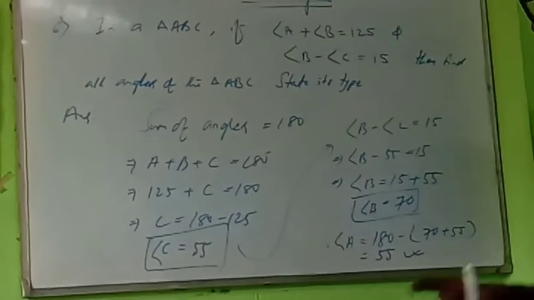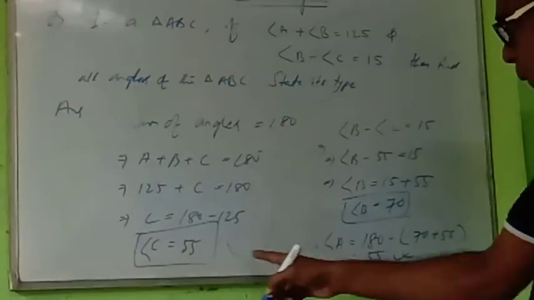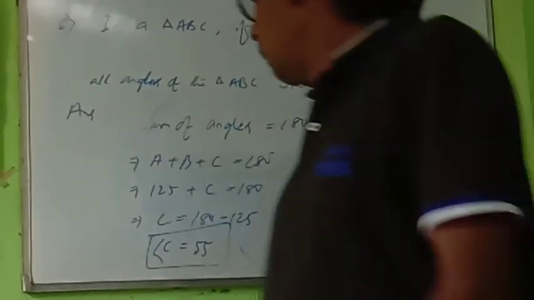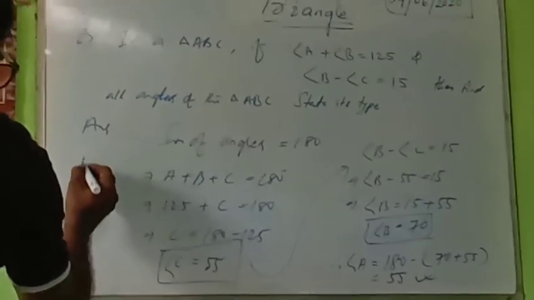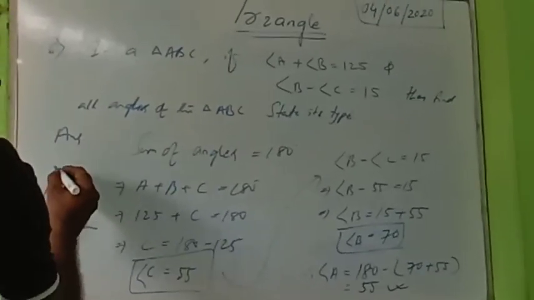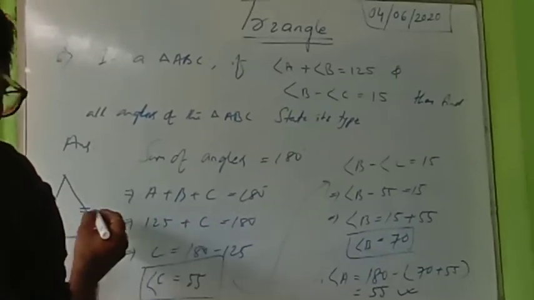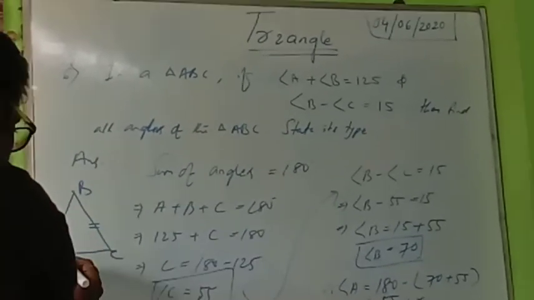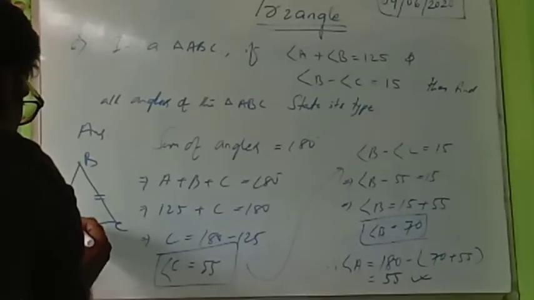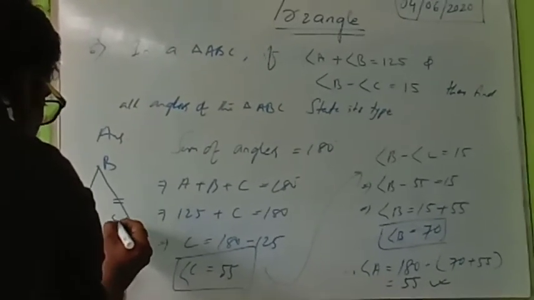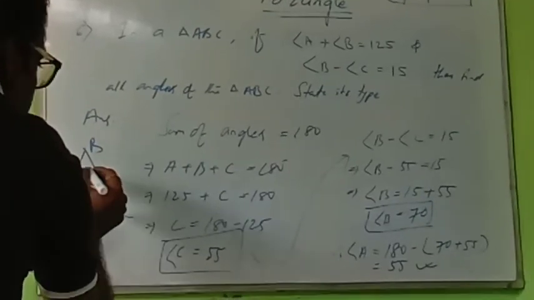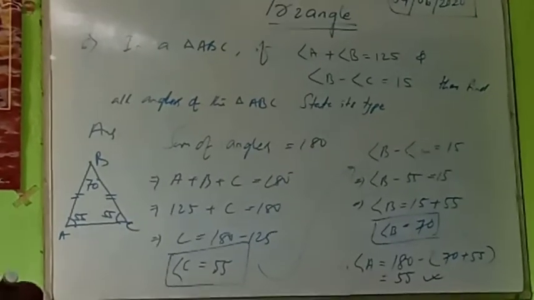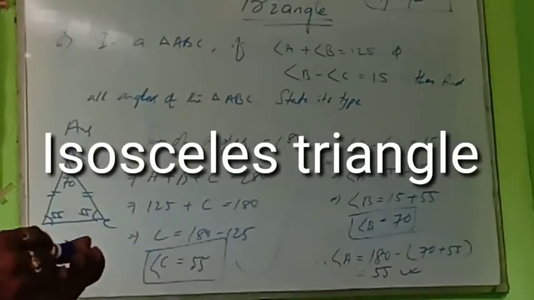That's why it is an isosceles triangle, as two angles are equal, angle A and angle C are equal. So whatever the figure will be, the figure will be like this. Let me draw one triangle here, an isosceles triangle having two sides equal. As angle A is equal to angle C, so this is B. Angle A equals 55, and angle C is also 55. Angle B is 70 degrees. As two angles of the triangle are equal, this is called an isosceles triangle.